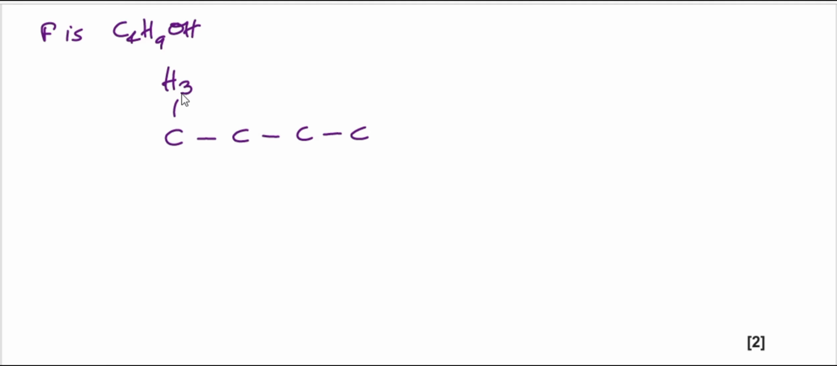So let us take this space here. So F is C4H9OH. Okay. Let us draw that. Carbon, carbon, carbon, carbon. We have been told that it has got a chiral carbon atom.